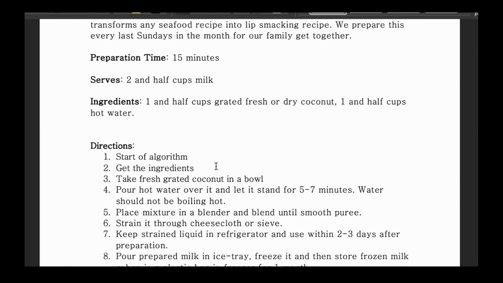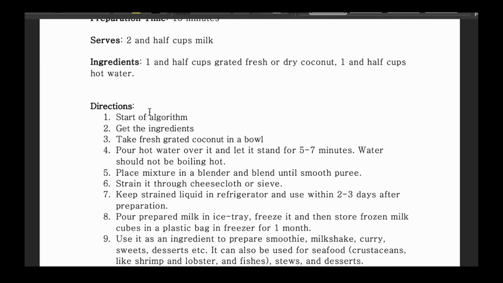These are the ingredients. Now, where I want you to pay more attention is the directions. First of all, you have the start of the algorithm. The second step says get the ingredients. Third, take fresh grated coconut in a bowl, pour hot water over it, and let it stand for 5 to 7 minutes. Water should not be boiling hot. Place the mixture in a blender and blend until it is a smooth puree. Strain it through cheesecloth or a sieve. Step 7. Keep the strained liquid in the refrigerator and use within 2 to 3 days after preparation.